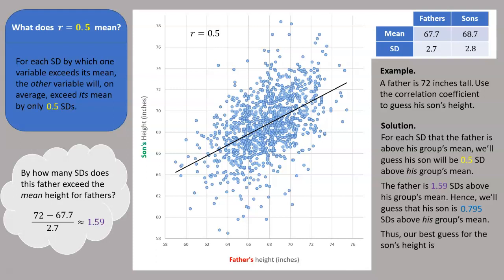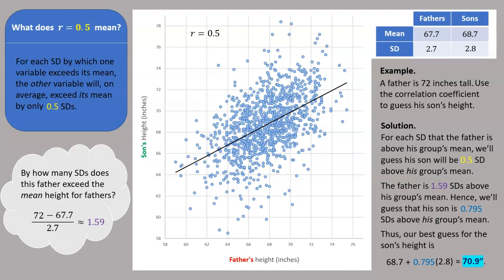Thus, our best guess for the son's height is easily calculated. We start with the mean height among all the sons, which is 68.7 inches, and then we just add on 0.795 standard deviations. These are, of course, standard deviations among the sons, which is why each full standard deviation is 2.8 inches. Run all that through your calculator, and you'll find that our best guess for the son's height is 70.9 inches. And we're done.